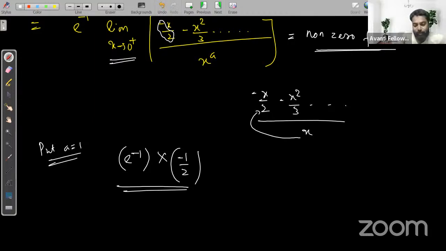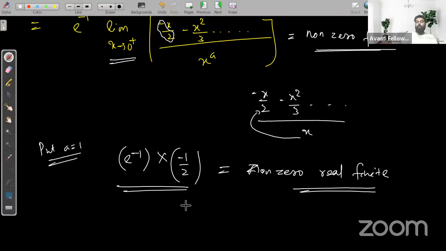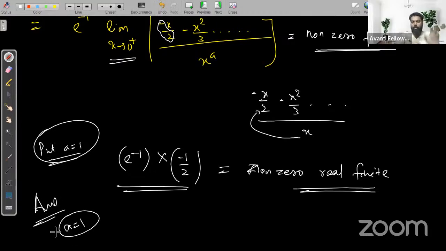So this will be a non-zero real finite number when a is equal to 1. So the answer will be 1. For the real value a is equal to 1, we are getting this limit as a non-zero real number. Is that clear? You can check also.